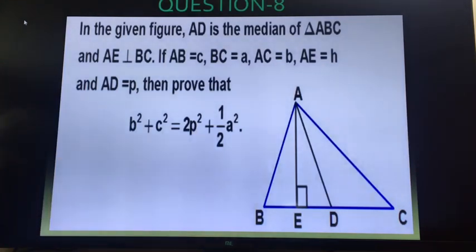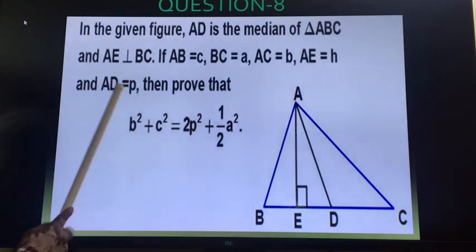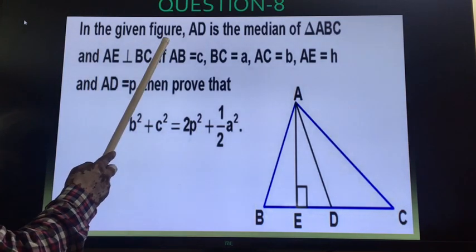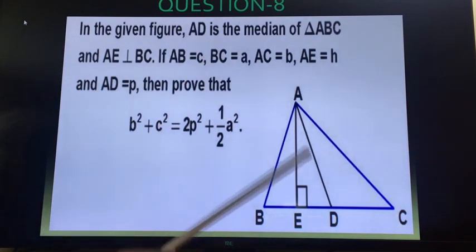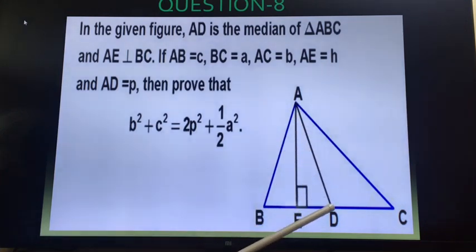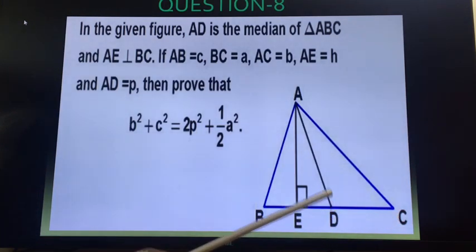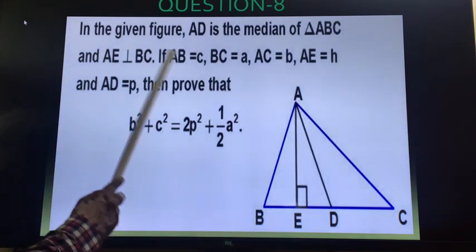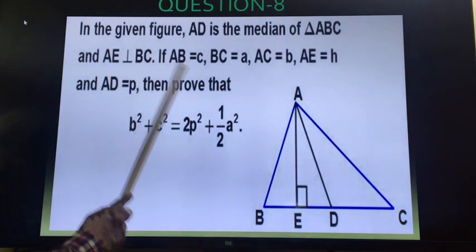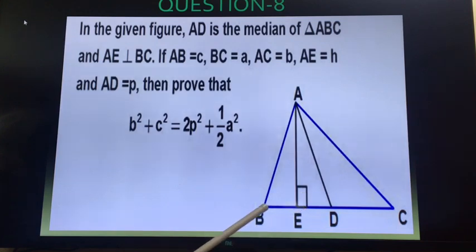Now question number 8 is based on the Pythagoras theorem. In the given figure, AD is the median, and you know the median will divide the opposite side into two equal parts. It means BD is equal to DC, right? So AD is the median, it is given, and AE is perpendicular to BC, so it will make 90 degrees.